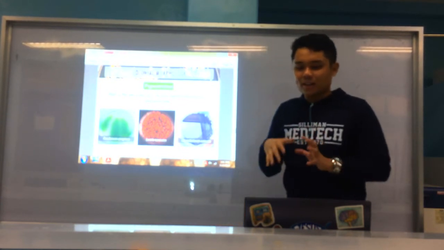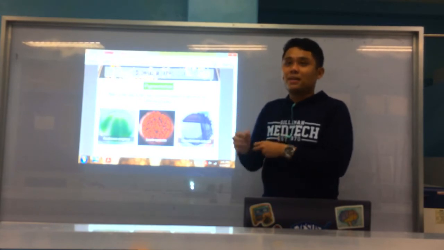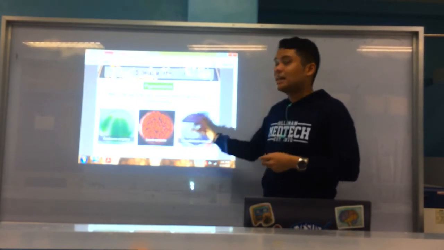Alright, so that's a different pigmentation. Just some of the examples of bacteria that are well known to produce pigments. There are others, but yeah, okay.